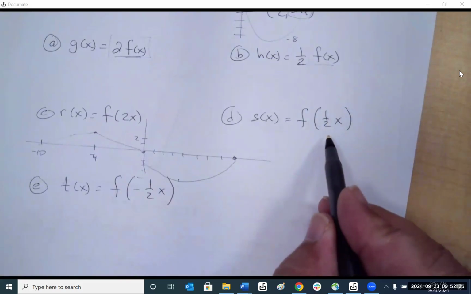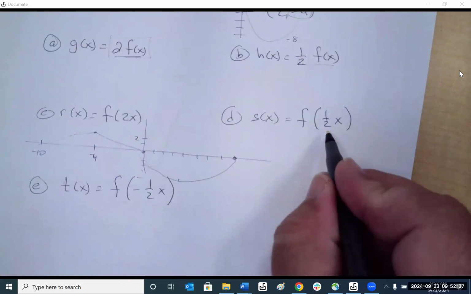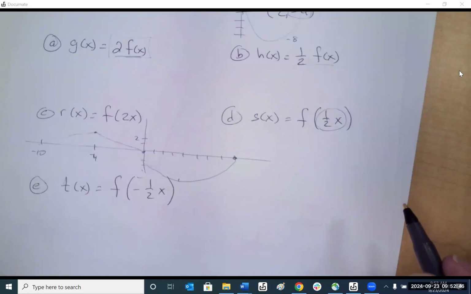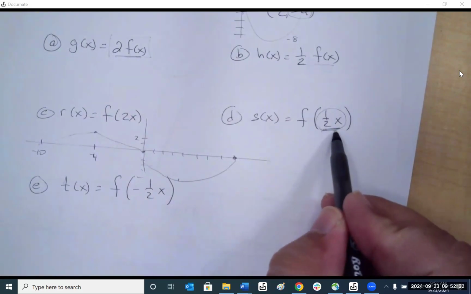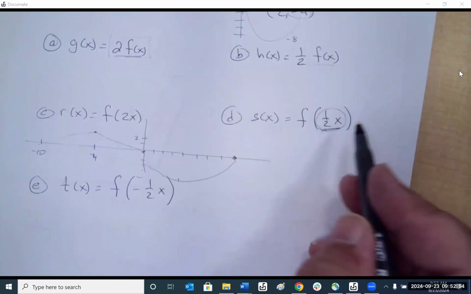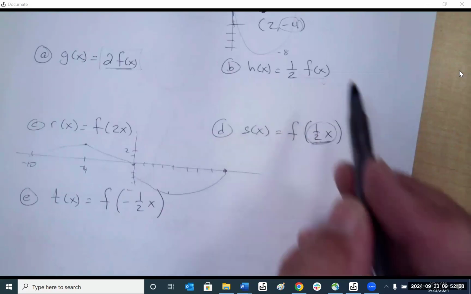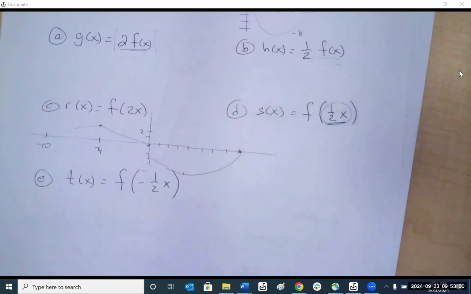What's this one going to do? Divide, yeah. So divide all your x values by 2. So you see what the process is here. You affect the x values first. So these only affect the x values. These affect the y values because they're outside the function. Inside the x's, outside the y values.